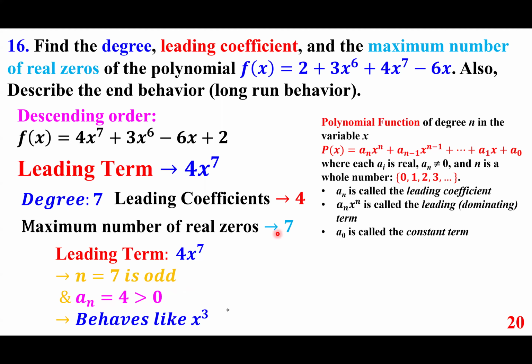That means the first and the third quadrant. That is the bottom line. Very straightforward. In other words, as x goes to negative infinity, so does y, or f of x. As x goes to positive infinity, so does y, or f of x. Again, the first and the third quadrants. That's the meaning of it, everybody.